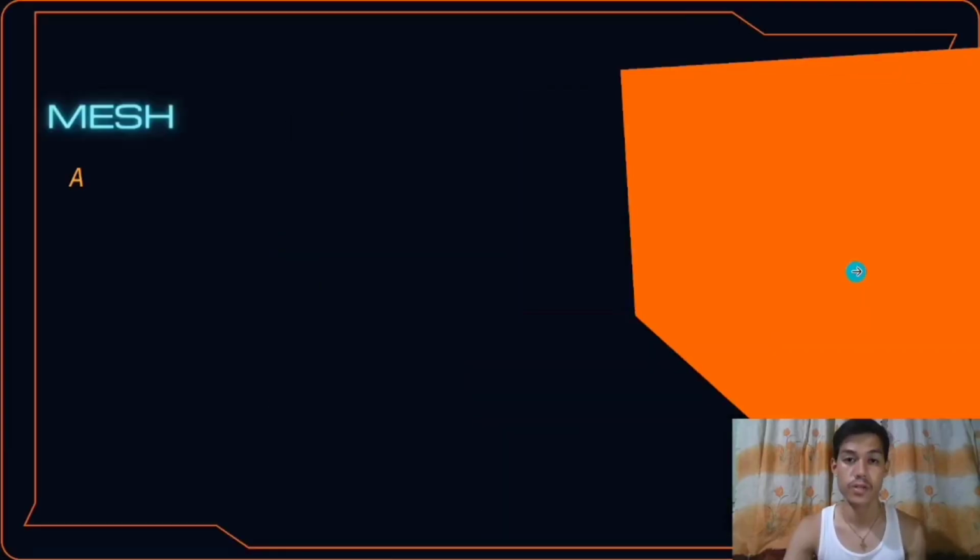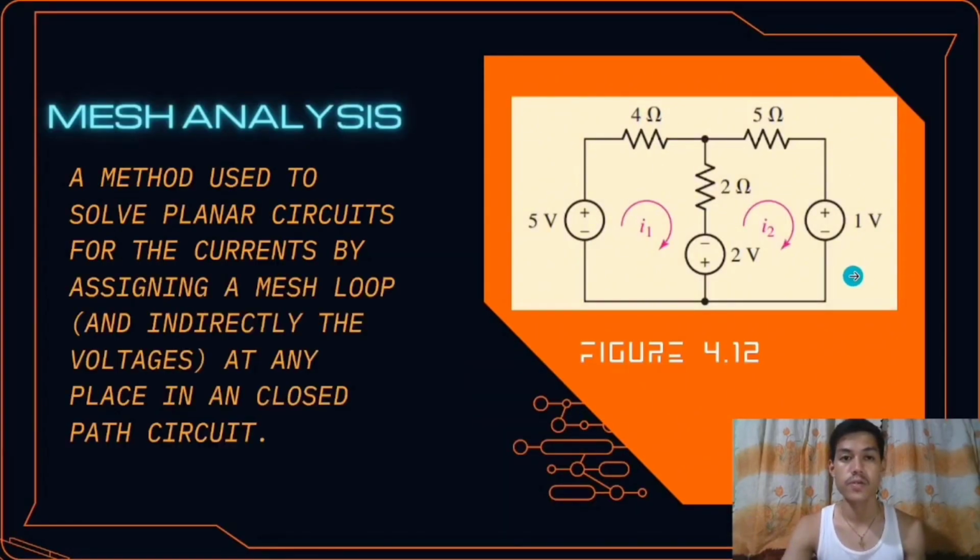Let's have a quick introduction. Mesh analysis is a method used to solve planar circuits for the currents by assigning a mesh loop, and indirectly the voltages at any place in a closed path circuit. So I1 and I2 represent mesh loops.